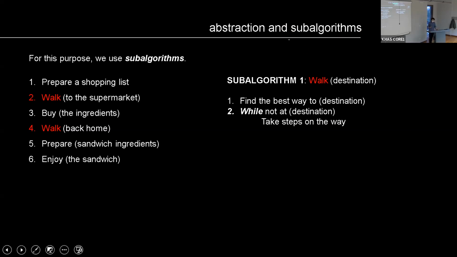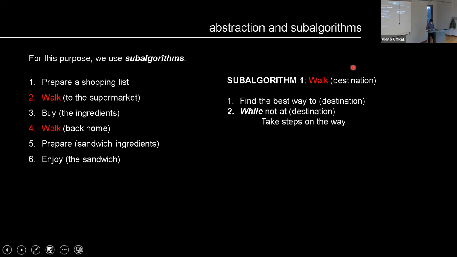So now we are walking into the territory of sub-algorithms. We are going to understand what sub-algorithms are, and this idea will help us in Python to write more understandable, easier to follow code. Let's go back to our shopping algorithm. We had this algorithm where the second and fourth steps had something similar, the walk function. Only the destination was different. In the second step, we are walking to the supermarket, whereas in the fourth step, we are walking back home, right?